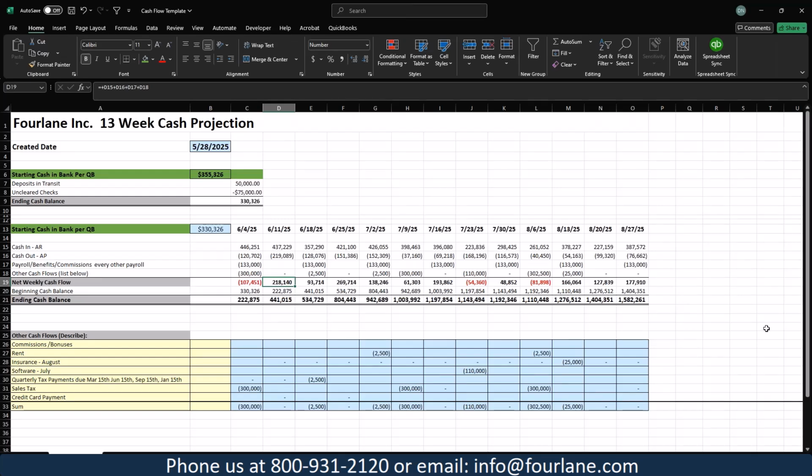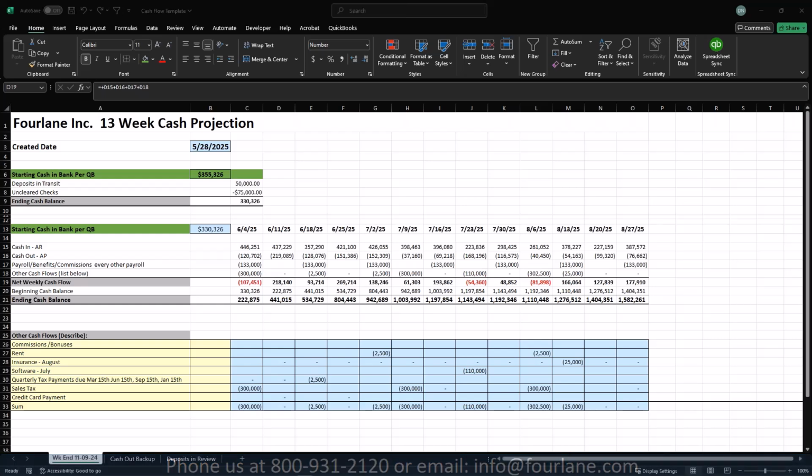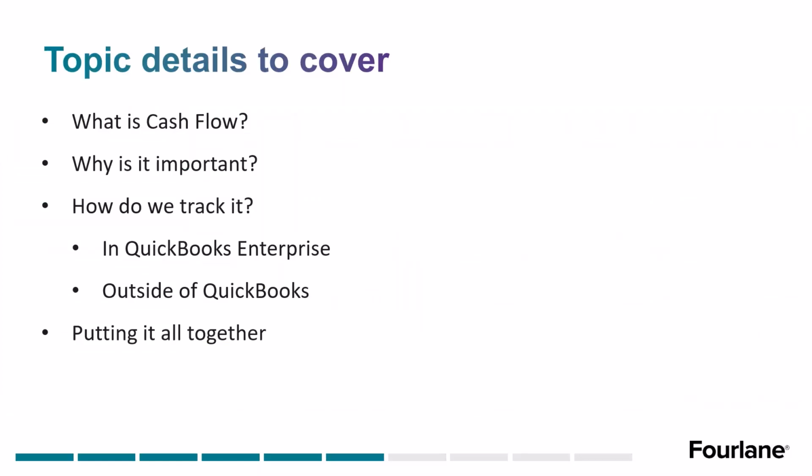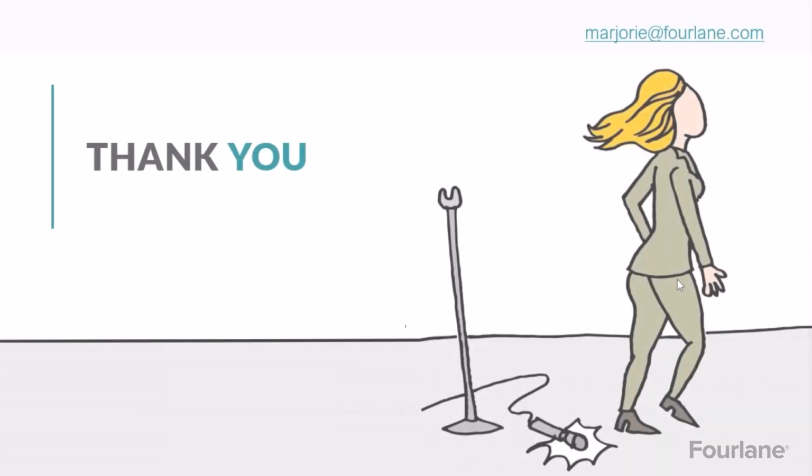Okay, so we bring it all back together, right? Cash flow is simply the ins and the outs of our cash, right? What we're bringing in, what we're bringing out. And I'm trying to switch to my next slide here. There we go. It's important because it helps give us some insight on the health of our company. And we can track it both within QuickBooks, we can track it outside of QuickBooks, and it's always a good thing to look at, okay?